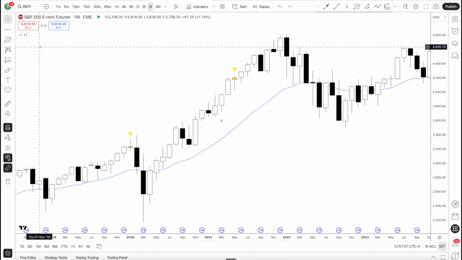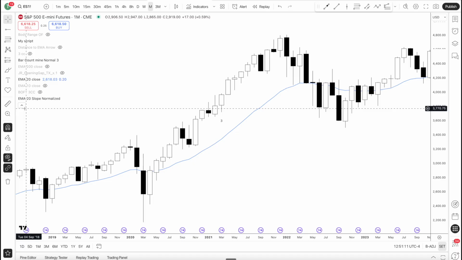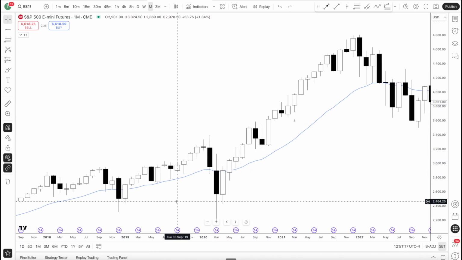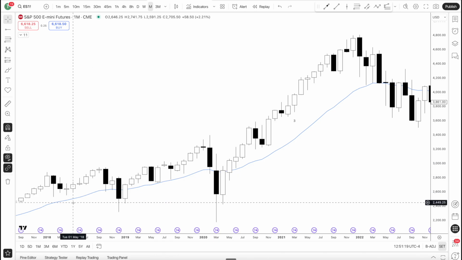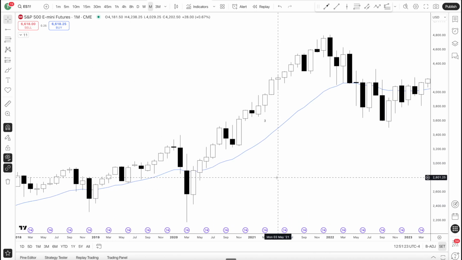That's a bear body. If I turn it off, it's a bear body there. Sorry, that's 4 bull bars and then a bear bar, 4 bull bars here and then a bear bar, 6 bars here and then a bear bar. So you can get up to 6 and 7 and more, but it's more rare.